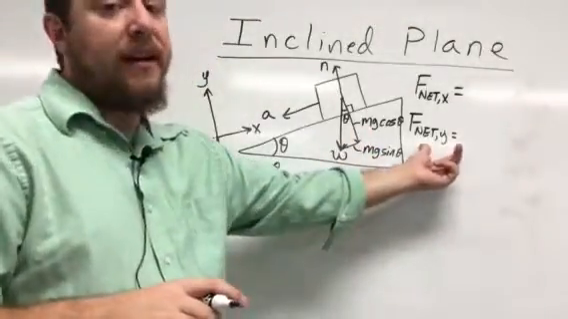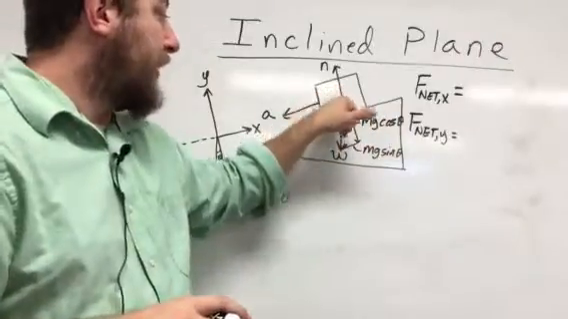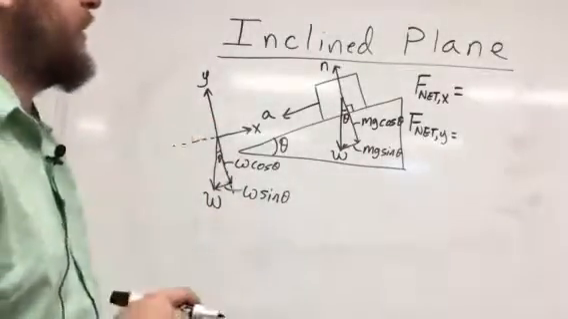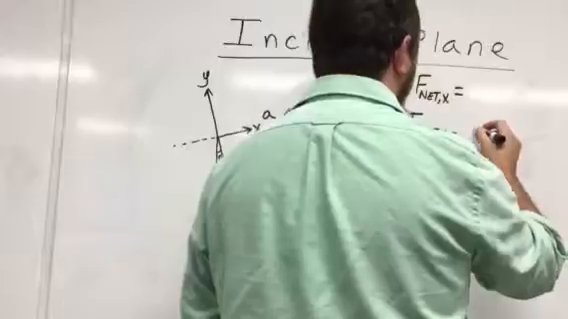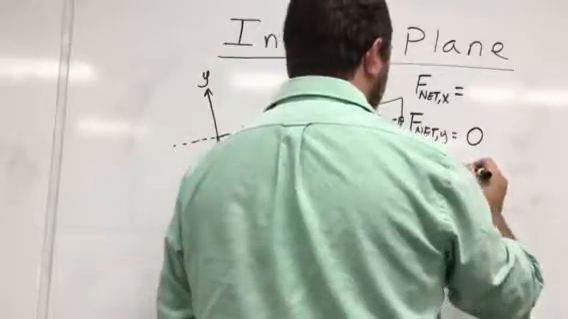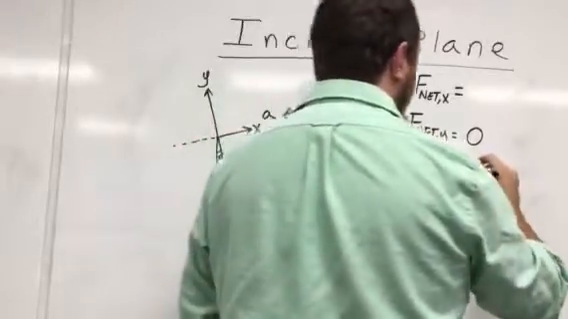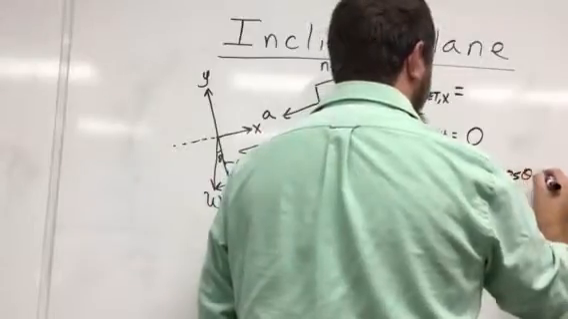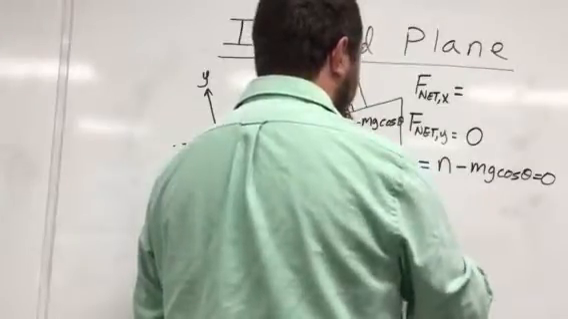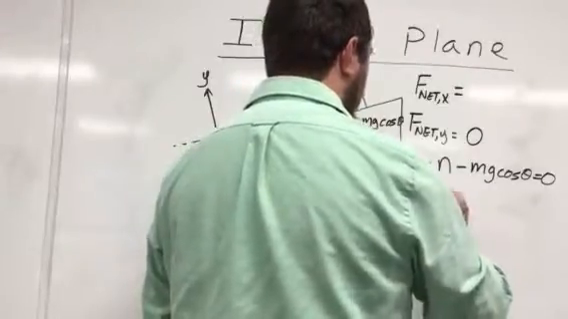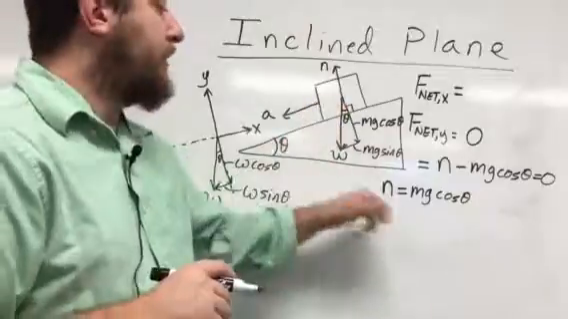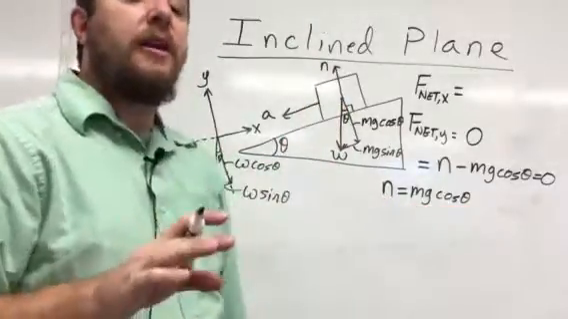So in the y direction, my F net is 0 because the box is not accelerating in the negative y direction or in the positive y direction as our coordinate system is defined. So in this case, the total force is 0, and that means that my normal force, which is in the upward direction, minus my mg cosine theta, must also equal 0. Okay? So what that's telling me is that my normal force then is equal to mg cosine theta. So if I want to know the magnitude that my plane is pushing up with, it's just equal to mg cosine theta. And if you think about it, that makes sense.